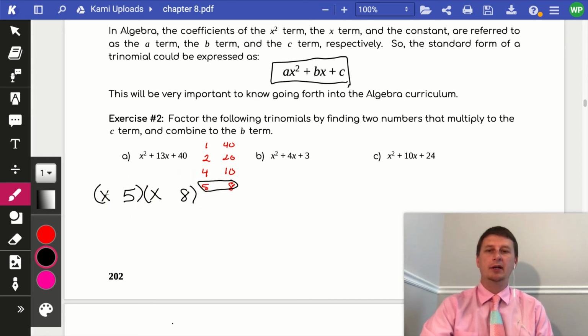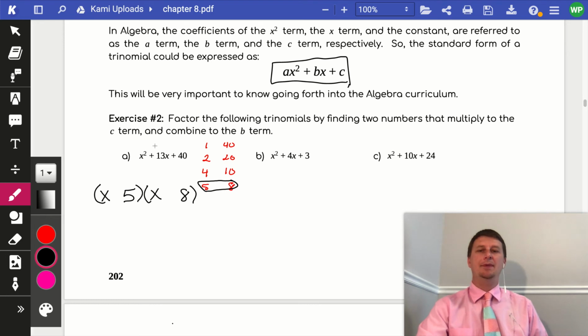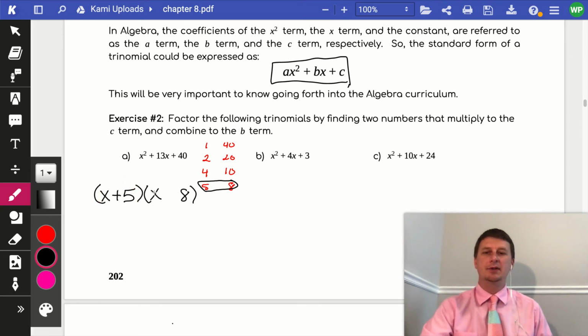And now how are we going to put signs in here? Well, we want to look, how can we multiply to get a positive 40 and add those two numbers to get a positive 13? Well, this one's an easy one because positive 5 times positive 8 will give me positive 40, and positive 5 plus positive 8 will give me positive 13. So again, I just worked backwards.